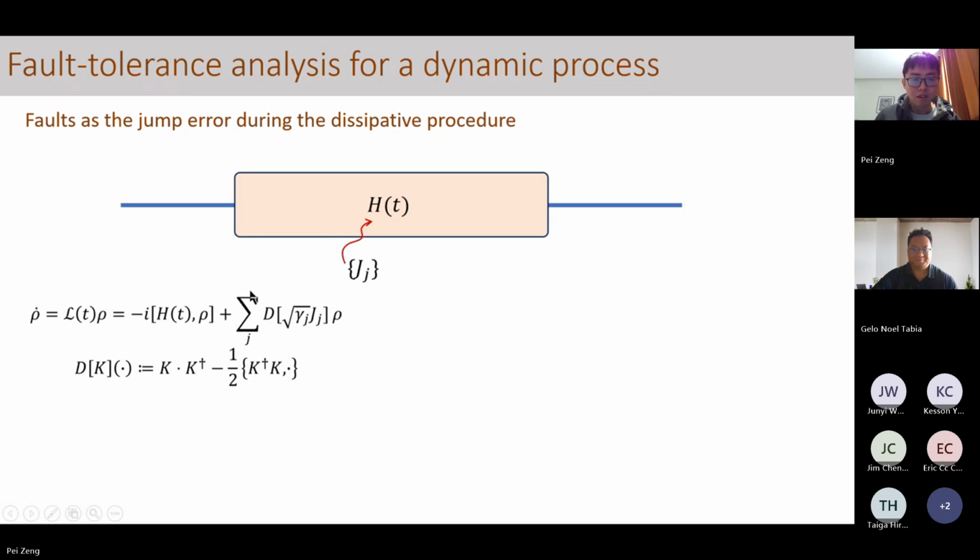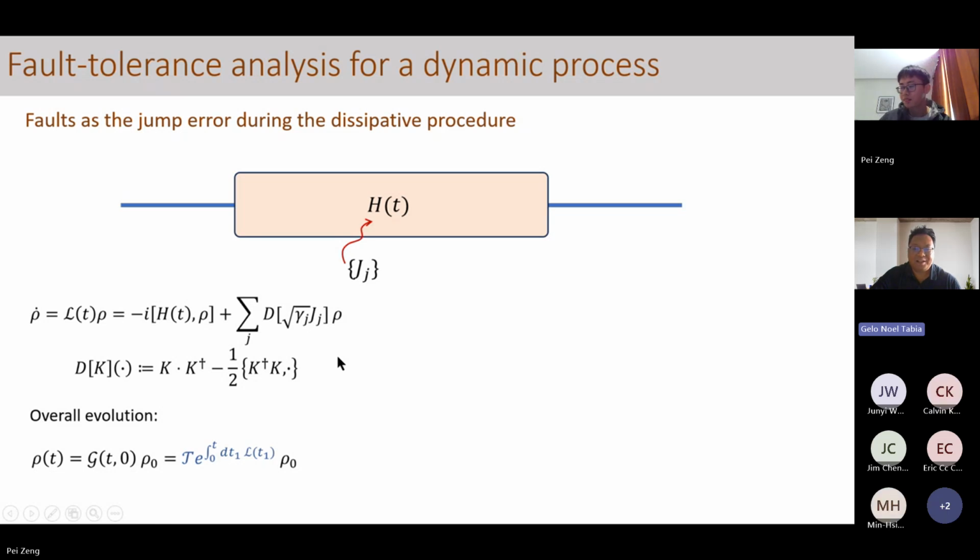Our consideration is the case where the drive is much stronger than the noise. So in this picture, what would it take for it to represent local stochastic noise? I want to emphasize that the error here is still local.